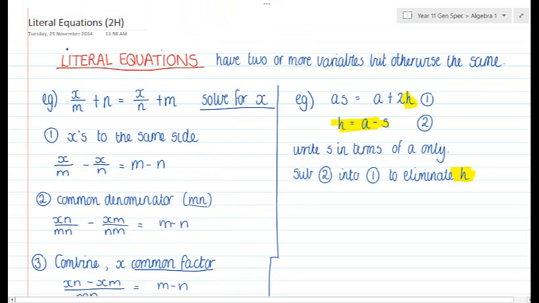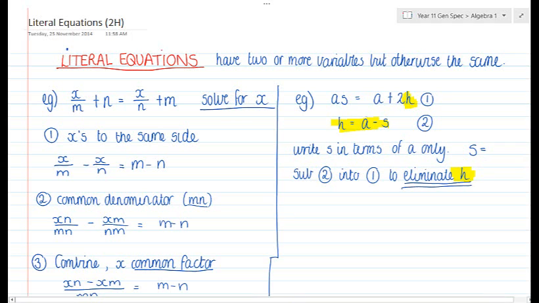The second example has simultaneous equations in it. So we've got three variables, a, s and h, and we're being asked to write s in terms of a only. So we want s equals, and on the other side we only want a's, no h's. So we're looking to eliminate the h, we're going to get rid of the h, because otherwise we're not going to be able to solve for s. In this case, because it's h equals, it's actually a nice straightforward one.